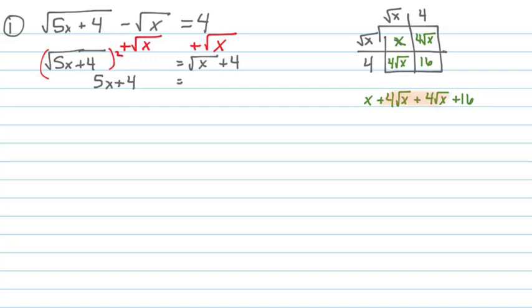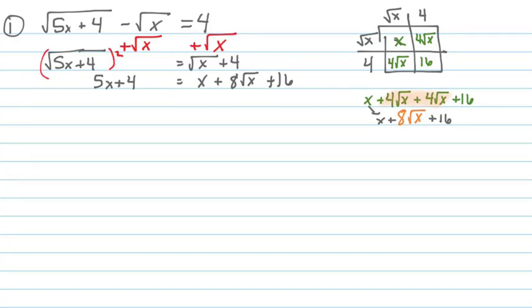These are going to combine to give me 8 square roots of x. And then the x is just going to come down, and the 16 is going to come down. So let's rewrite that over here: x plus 8 square roots of x plus 16.